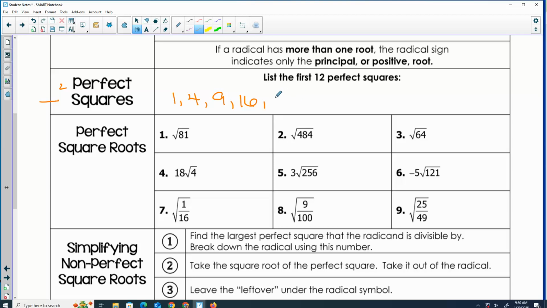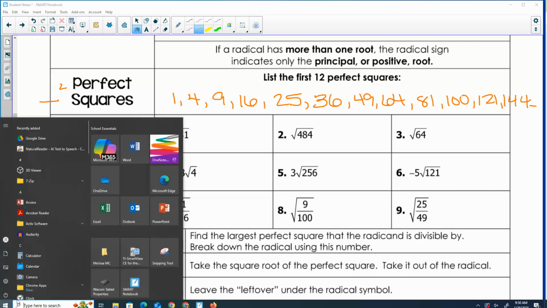If I said 4 to the second, what's that? 5 to the second. 6 to the second. 7 to the second. 8 to the second. 9 to the second. 10 to the second. 11 to the second. 12 to the second. Okay, so these are the first 12 perfect squares. It keeps going, you could take any number to the second power. But those are the ones that if you do the square root of, it works out evenly.